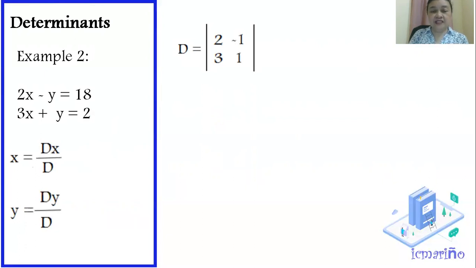Okay, multiplying diagonally, we have 2 times 1 minus negative 1 times 3. And that is equal to positive 2. This is negative and negative. That is positive 1 times 3 is positive 3. So our answer is 5.